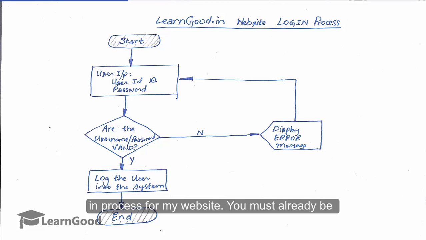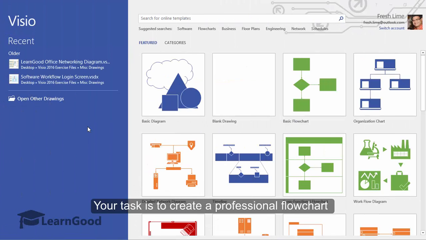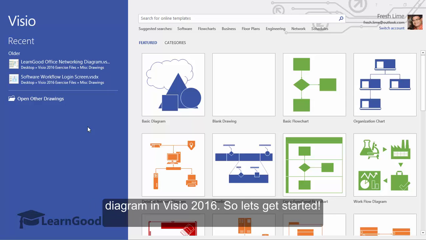This is the login process for my website. You must already be very familiar with how login processes work. For example, you must be logged into Udemy right now. And this is the flowchart for the website login process. Your task is to create a professional flowchart diagram in Visio 2016.